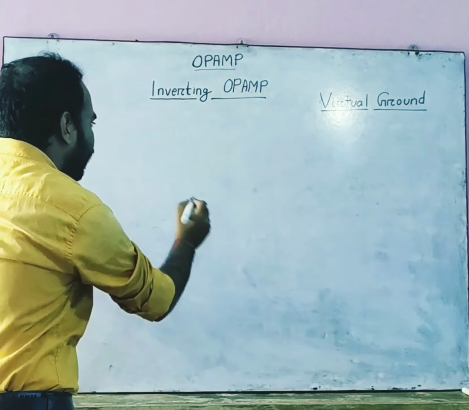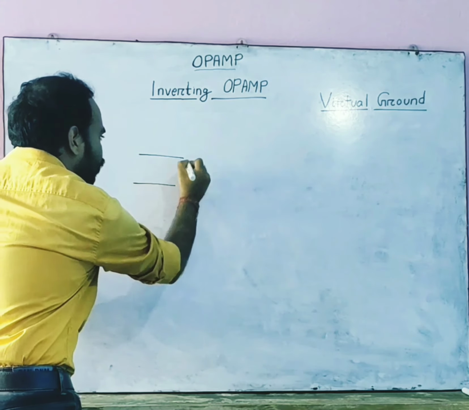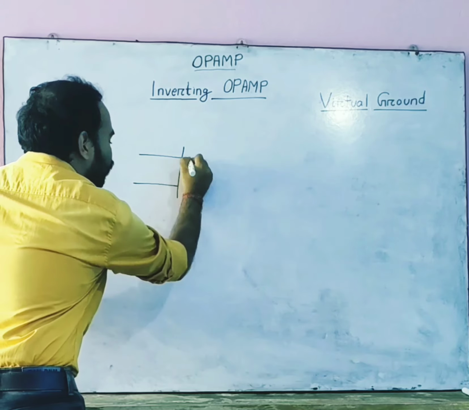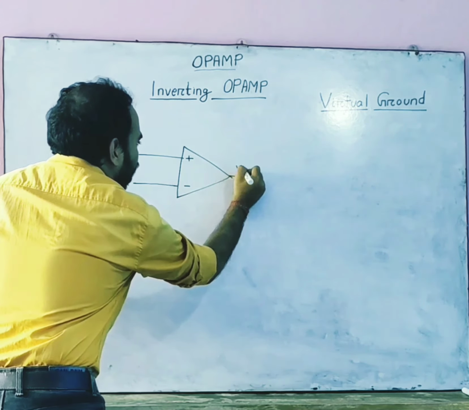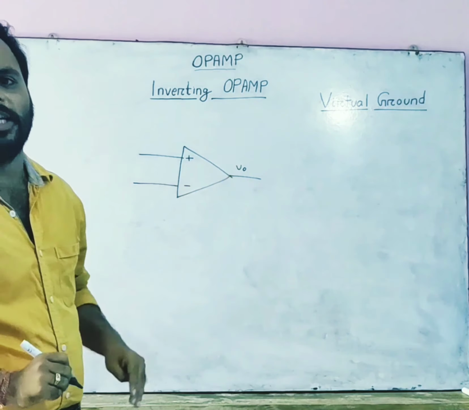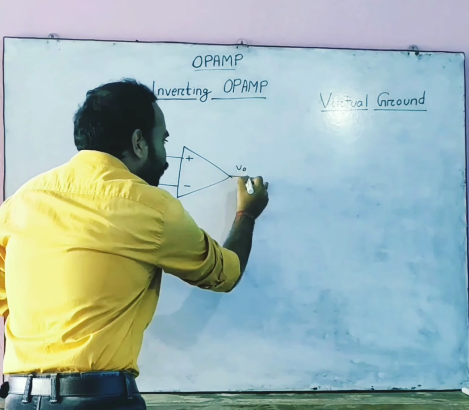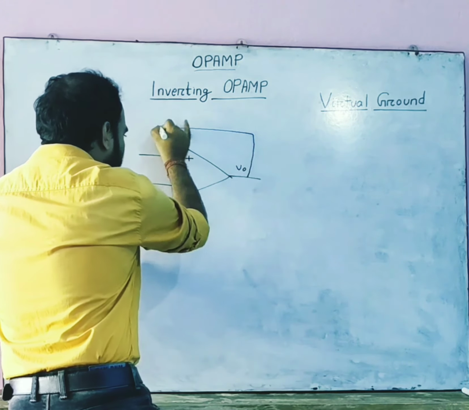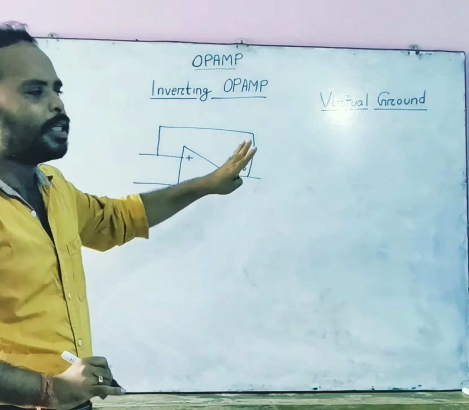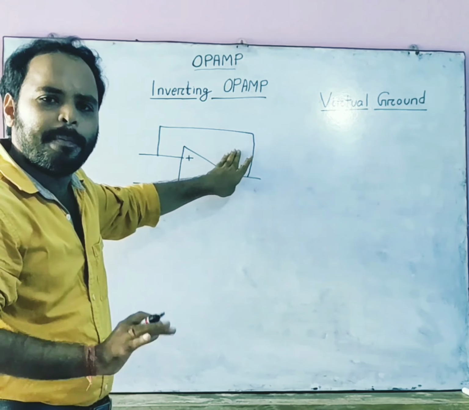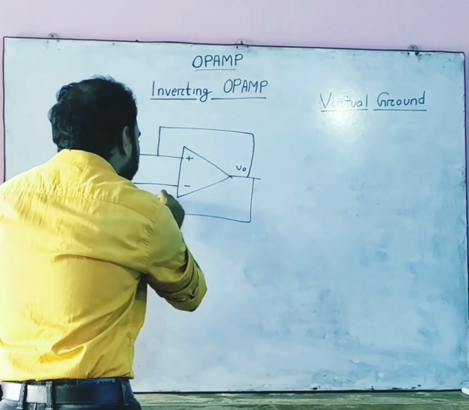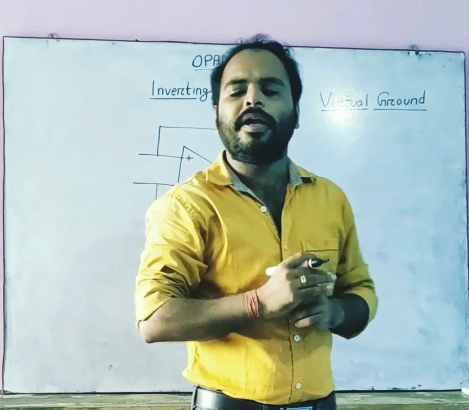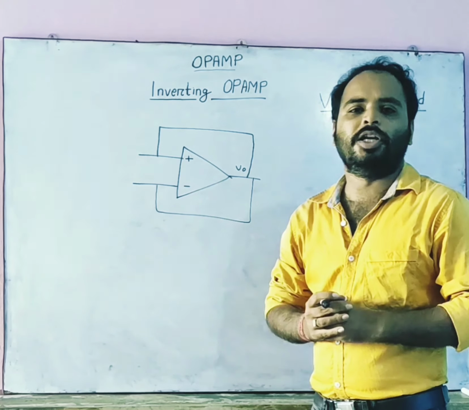Now, let us draw the circuit. Here are the two terminals, the positive terminal and the negative terminal, and this is the output of op-amp, and let us name it V0. When we connect this output to the positive terminal, this condition is called positive feedback of op-amp, and when we connect this output to the negative terminal, we call it the negative feedback condition.